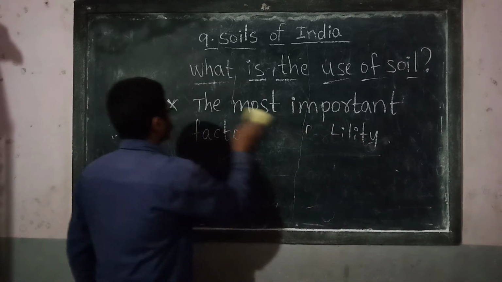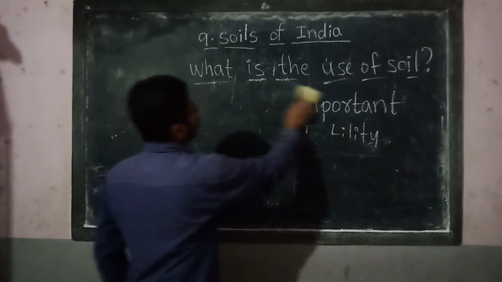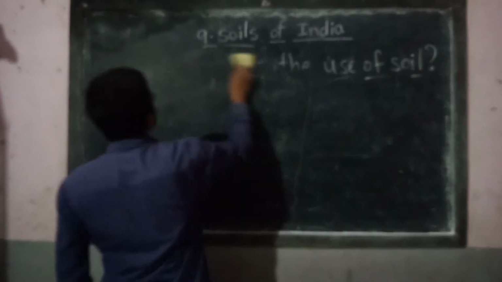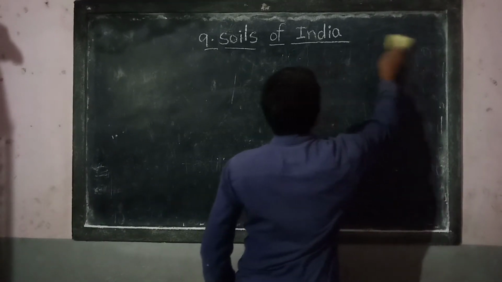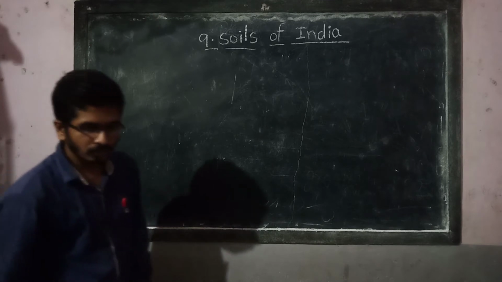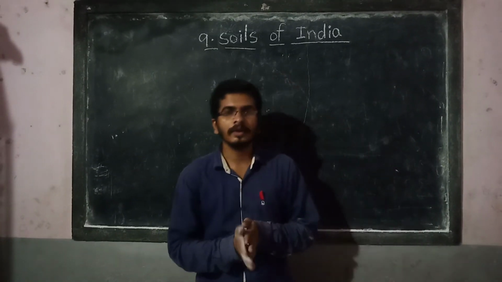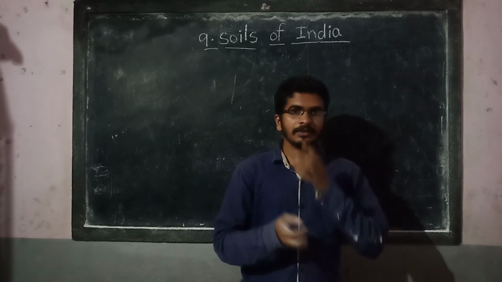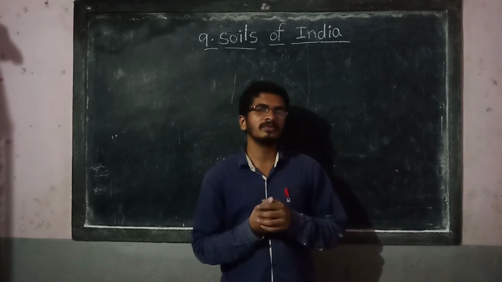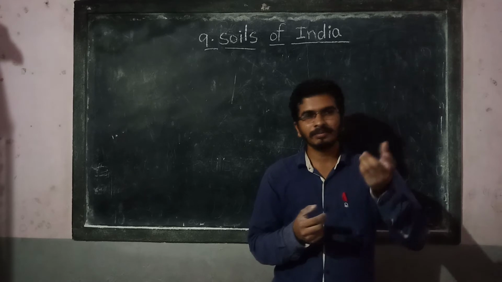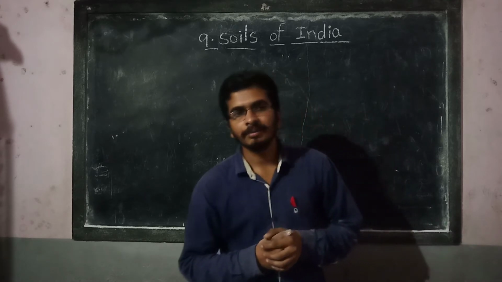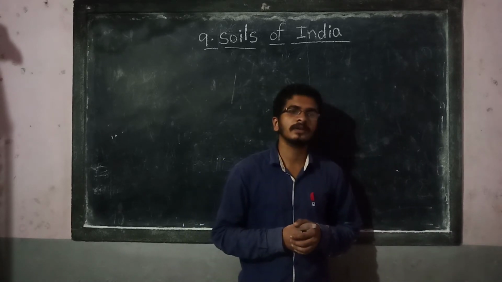Remember the point, soil is very important to grow the crops for fertility. Okay, so now we'll learn the different types of soil. You might have seen there are different types of soils. Some soil is red in color, some soil is black in color.